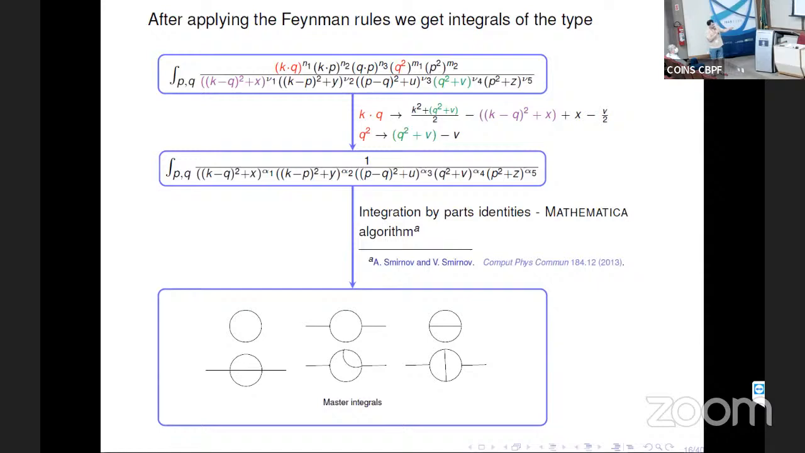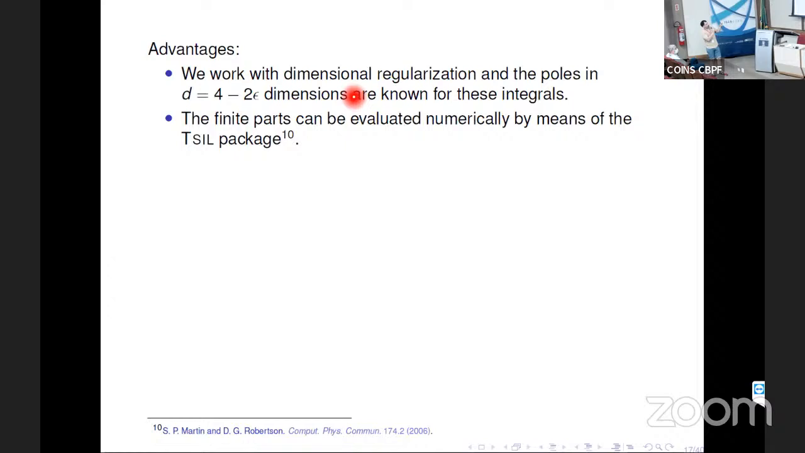What is the advantage of using these integrals? Well, in the first place, as we work in dimensional regularization, we to renormalize. So we introduced the renormalization conditions, which are given by these conditions here.